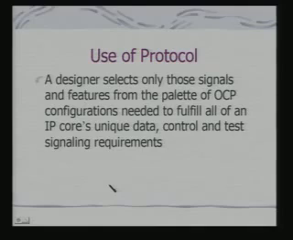And how do you use this protocol? A designer selects only those signals and features from a palette of OCP configurations, needed to fulfill all of an IP core's unique data, control and test signaling requirements. So try to follow the difference. In case of AMBA, it is a complete specification. In this case, it is not a complete specification. You are defining a standard and you have IP cores which are compatible with these protocols.